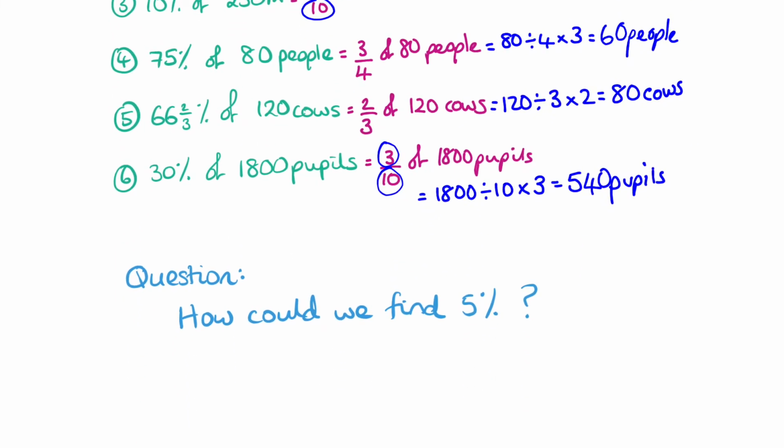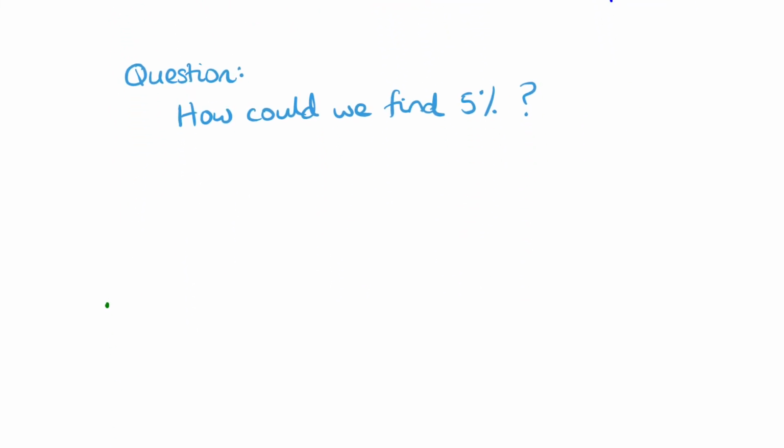Now, I have a question for us to think about. How could we find 5%? Now we've looked at our common percentages, remember? 5 wasn't one of them. So I want you to be having a think just now. We're not going to go over this just now. I want you to be having a think about how you could find 5%. And we'll bear that in mind later on.